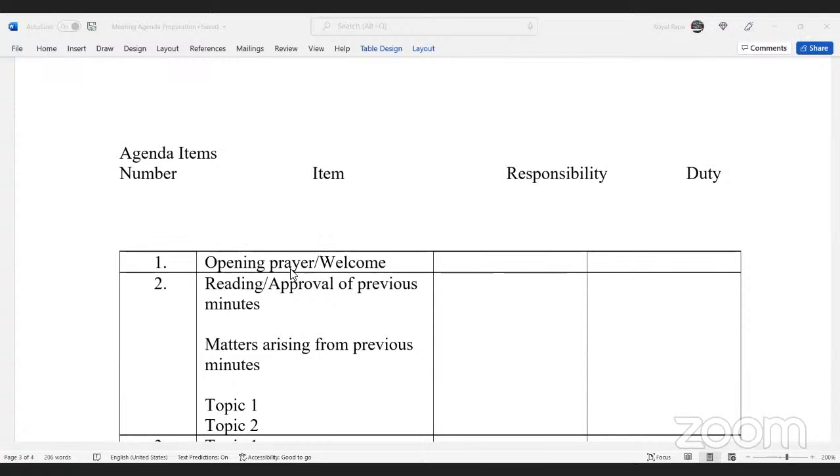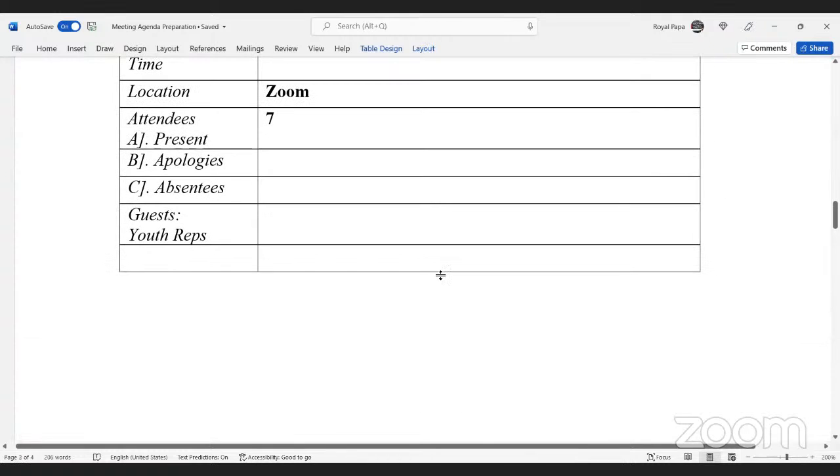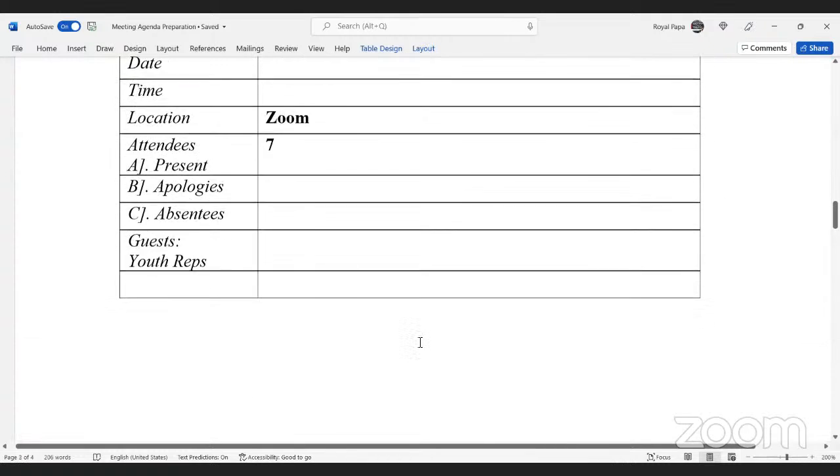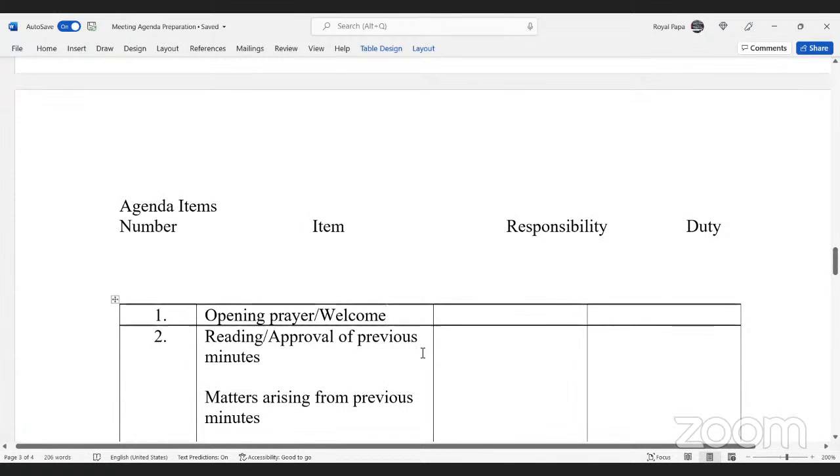Column 1, 2, 3, 4, in that order. So in column 1, you have to write the opening or welcome. So once you go for any meeting, there should be the opening prayer, right? With checking the roll and staff. This area is not part of the main item on the program, right? But you have to go through this.